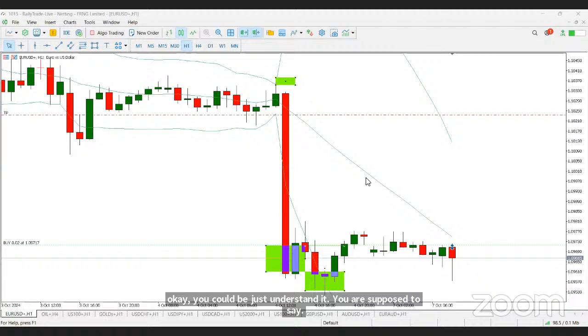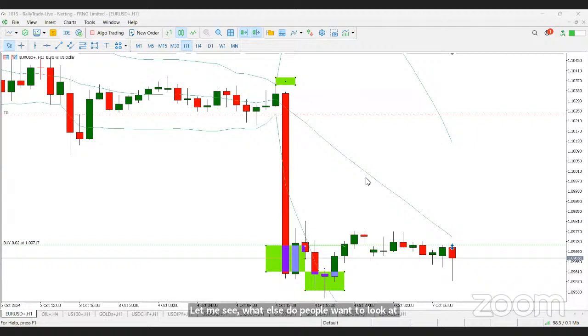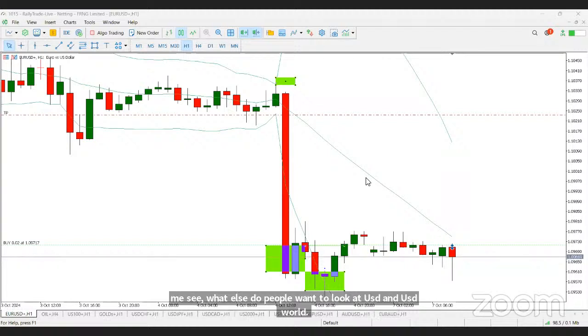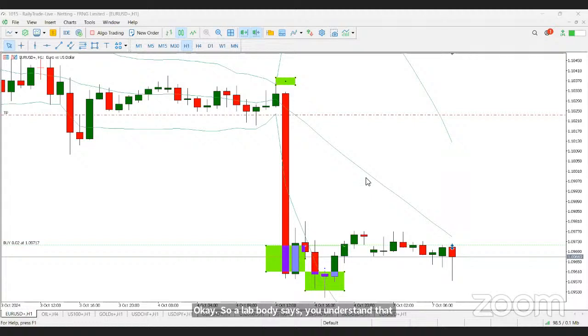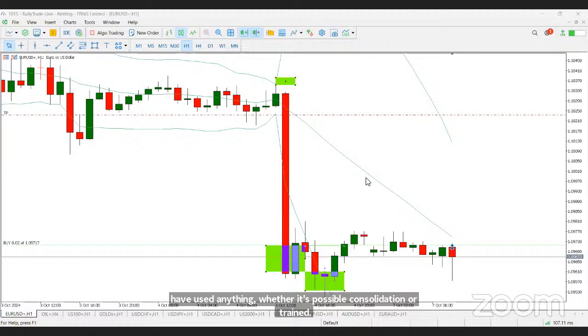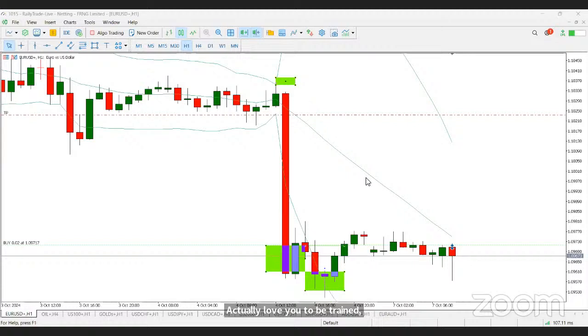Let me see. What else do people want me to look at? New Zealand USD and USD 100. Okay. Alebode said you understand that Bollinger Band is best for consolidation. Well, you can use it on anything, whether it's consolidation or trend. I actually love using it on trend. Please DM me. Which of the MAs, 50 and which, sir? It's actually 21, Ikechukwu Obi.